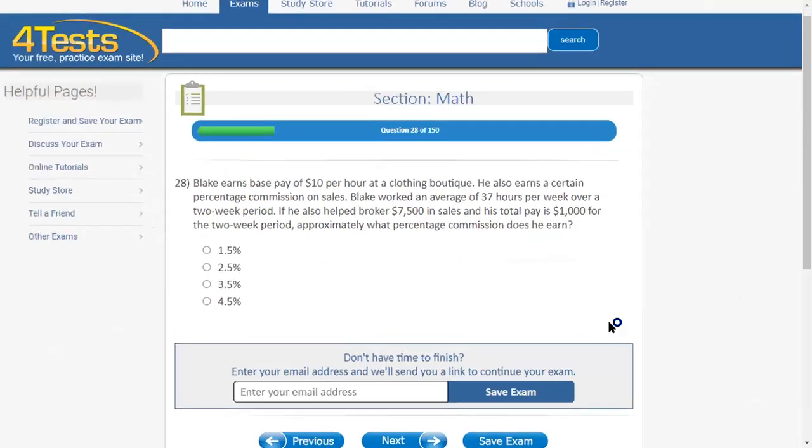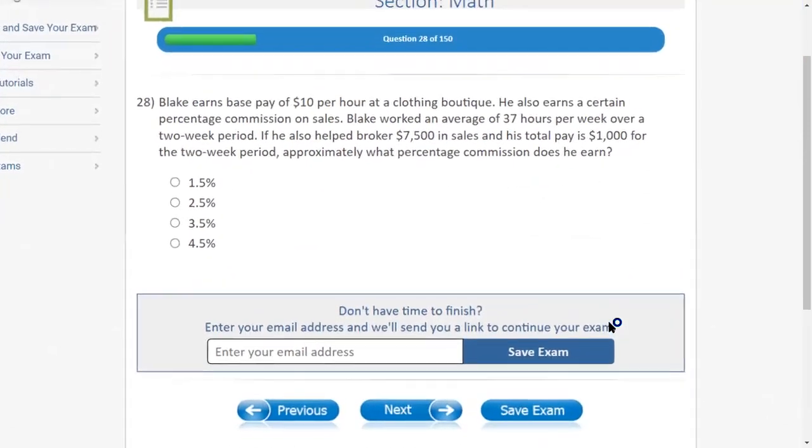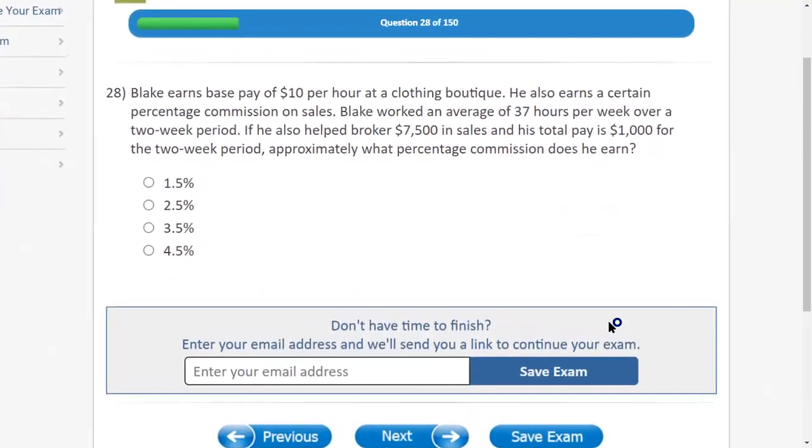So next one is just like that, if you can see. All right. Blake earns a base pay of $10 per hour at a clothing boutique. He also earns a certain percentage on commission sales. Blake works an average of 37 hours per week over a 2-week period. He also helps broker $7,500 in sales, and his total pay is $1,000 for the 2-week period. Approximate what percentage commission does he earn?